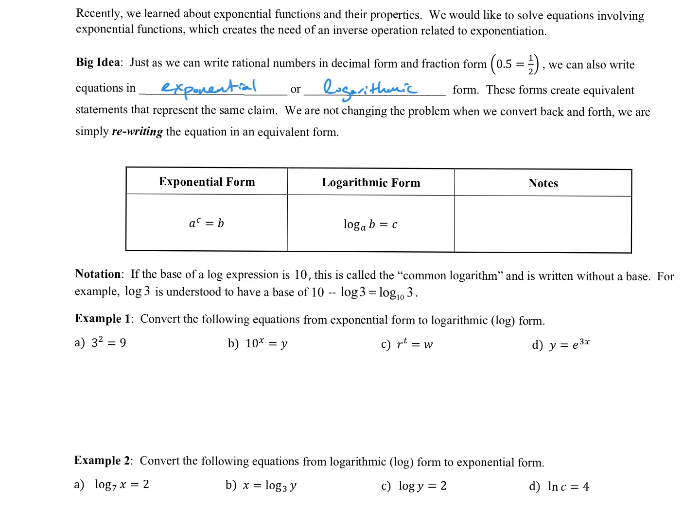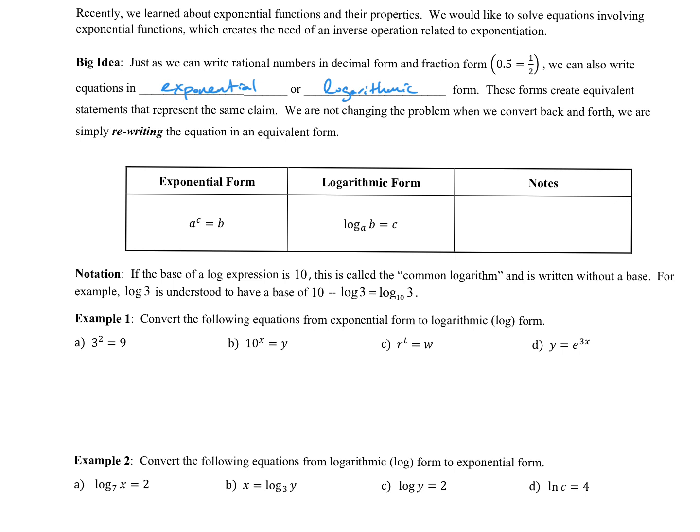Notation. If the base of a log expression is 10, this is called a common logarithm and is written without a base. For example, log 3 is understood to have a base of 10. Log 3 equals log base 10 of 3. All right, so if it doesn't have anything, it's implied to be a base of 10. That's all we need to know there.